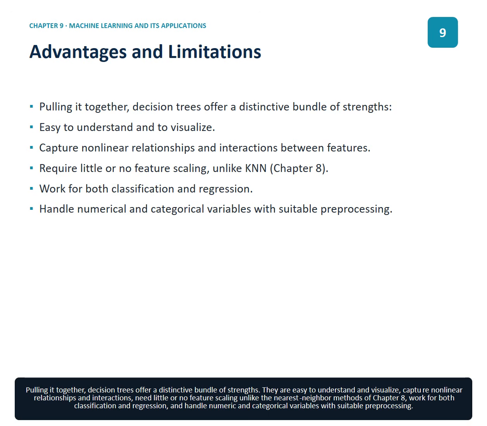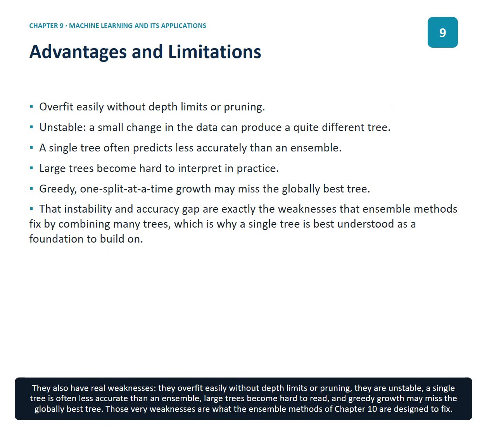They are easy to understand and visualize, capture nonlinear relationships and interactions, need little or no feature scaling, unlike the nearest neighbor methods of Chapter 8, work for both classification and regression, and handle numeric and categorical variables with suitable preprocessing. They also have real weaknesses.